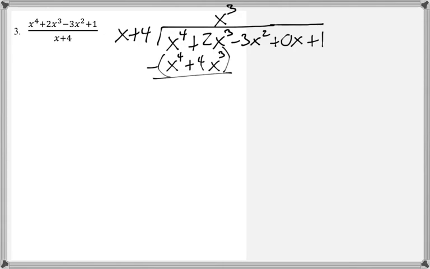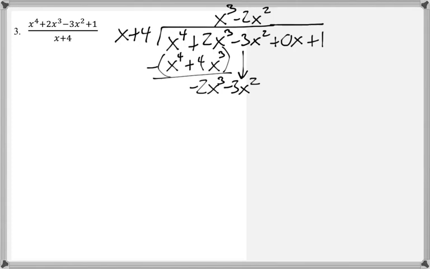The first terms go away. They should always go away. And 2x cubed minus 4x cubed is negative 2x cubed. Then I want to bring this down. And I start over. So what do I need to multiply x by to get negative 2x cubed? And that is negative 2x squared.